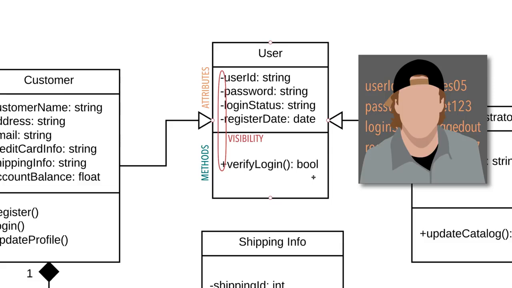And this makes sense, right? Methods are behaviors of a class. So if you were to log into your user account, there's a function in place that verifies your login credentials.